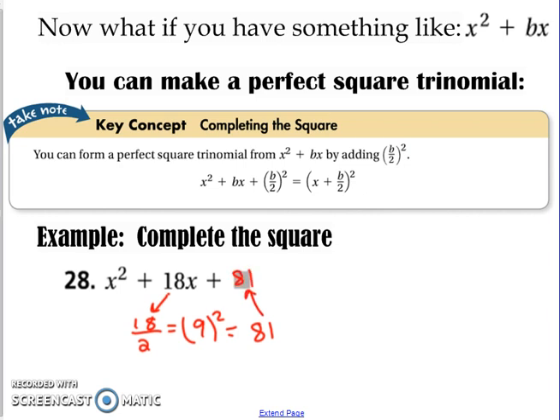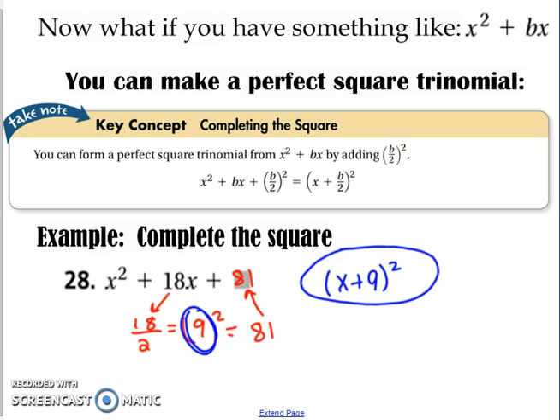Once I put 81 there, x squared plus 18x plus 81 is a perfect square trinomial. And the way that we can figure out how to write this as a binomial squared is that whatever number we got when we divided by 2, this 9, since it's a positive 9, we would write it as x plus 9 squared. And you can always check this by writing it twice and FOILing it out. So we completed the square, we put the 81, and that's our binomial squared.